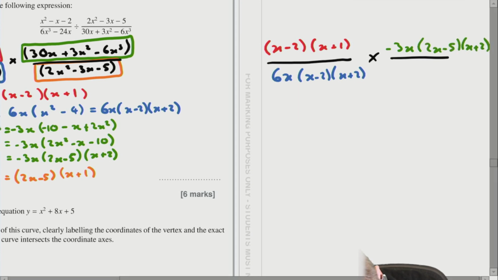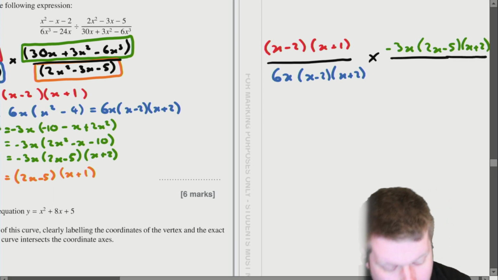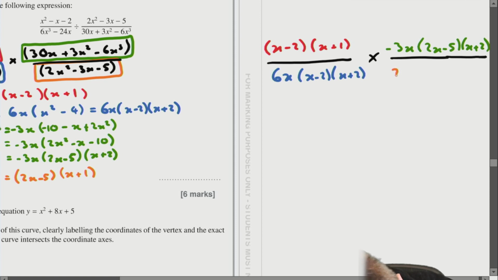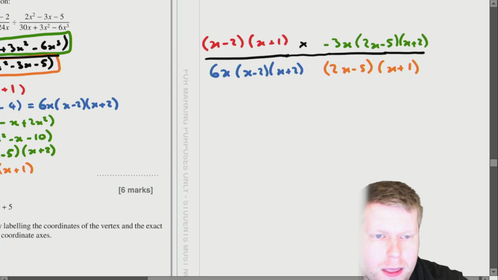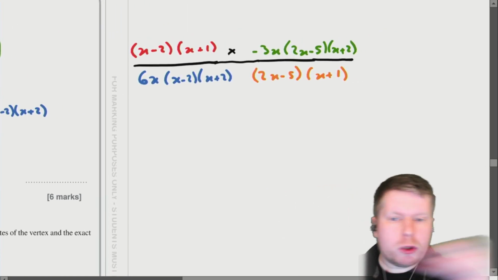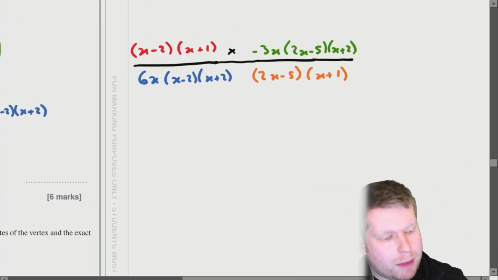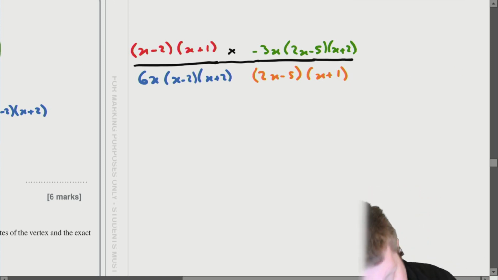Again, I'm just copying and pasting pretty much what I've done down here on the left-hand side. And if I change the orange thing, I'm going to end up with 2x minus 5 times x plus 1. And of course, I'm multiplying this, so I could just write this as a single vinculum over like that. Okay. And then all I need to do, because I'm multiplying everything together, is make my cancellations.